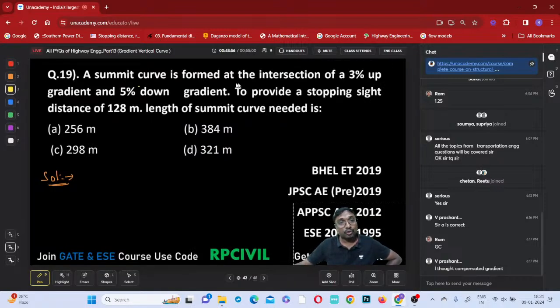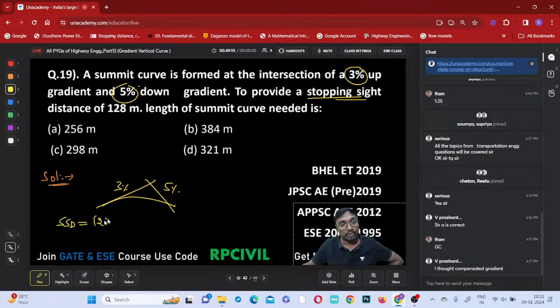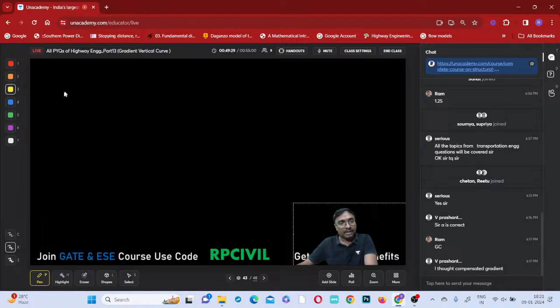A summit curve is formed at an intersection of 3% up gradient and 5% down gradient. To provide a stopping sight distance, SSD equal to 128 meters, the length of the summit curve needed is? First of all, what is the net deflection angle? First one is your 3%, minus of downward gradient, so minus 5%. So it comes to be 8%, means 0.08, we have to substitute it.